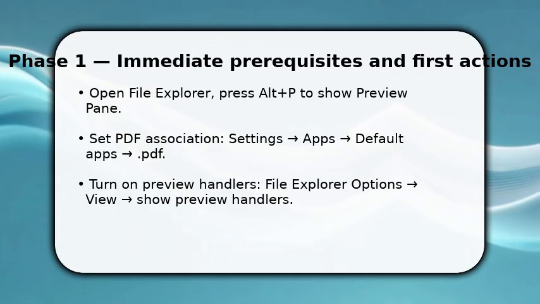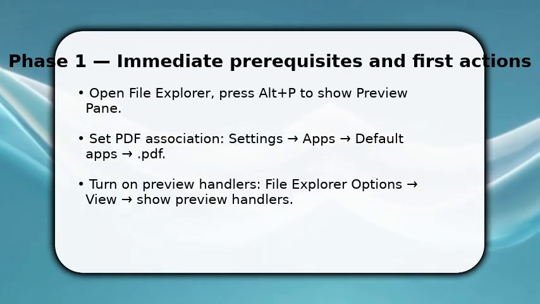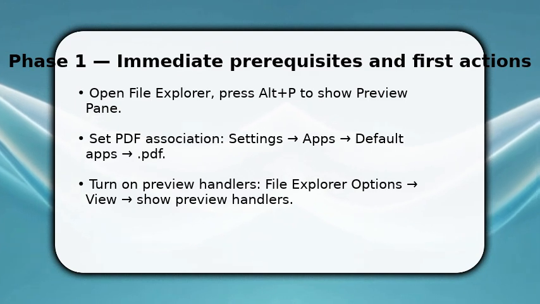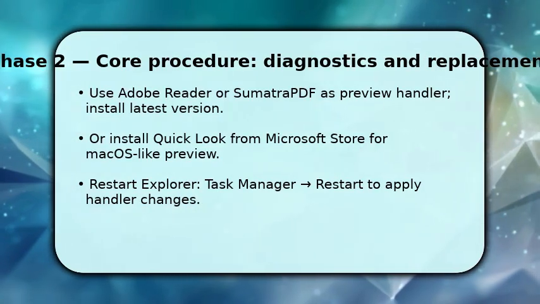Once done, open File Explorer options, click View, and ensure Show Preview Handlers is checked. This allows the pane to use the handler. If a PDF still won't preview, continue to the next steps for alternatives. Next, you'll add or enable a reliable preview handler.